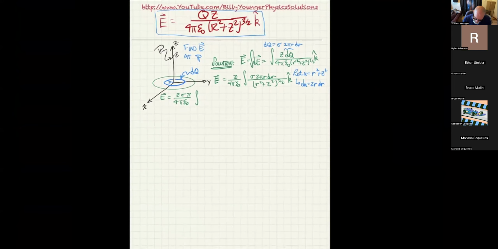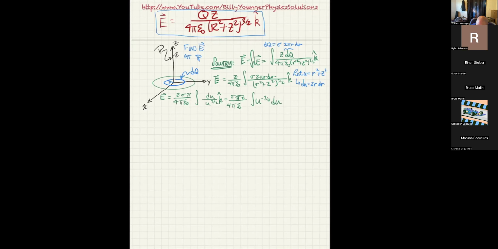Okay, so with this in mind, we've got 2r dr. That's exactly our du. That's all that's left over there. So I'm going to write du over u to the 3/2, which is not that pretty a way to write it. In fact, I'm going to write it one more time. So now I'm going to say sigma pi z over 4 pi epsilon naught times the integral of u to the negative 3/2 du.